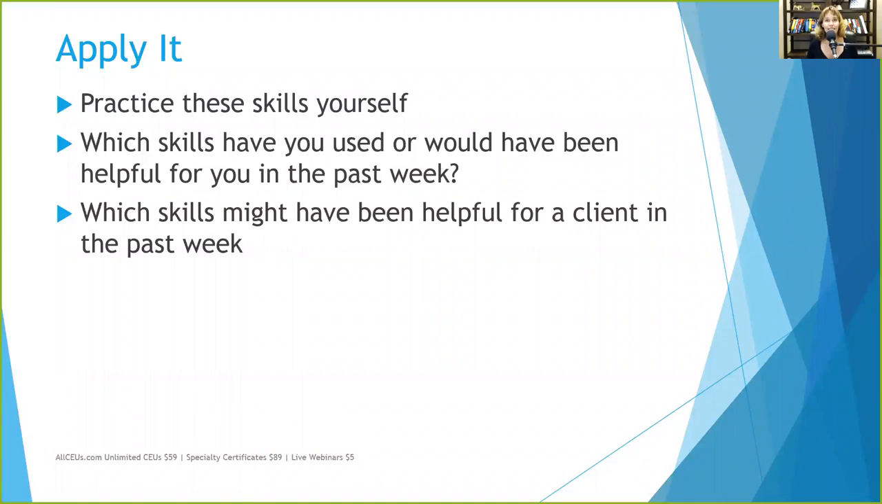I encourage you to practice these skills yourself, because you'll see how much we actually don't do and how helpful these skills can be, but it also gives you more insight into ways to help explain things to clients and help them apply these tools to themselves. Think about which skills you've used that were helpful, or skills you could have used that would have been helpful in the past week for you. Because you're going to ask the clients to do this, so let's do it for ourselves so we can put ourselves in their position. And think about which skills might have been helpful for a client that you've worked with in the past week.